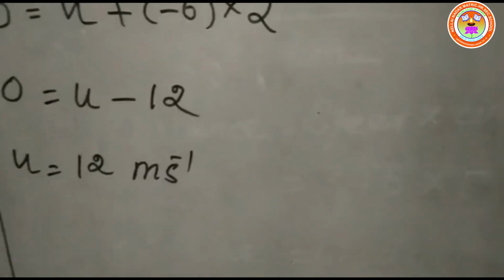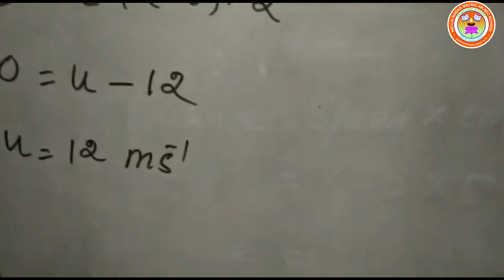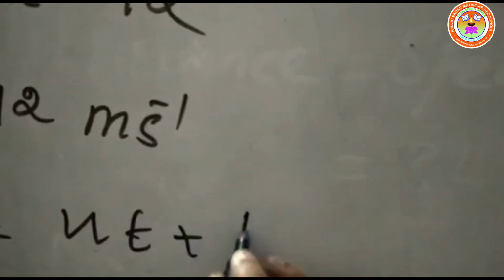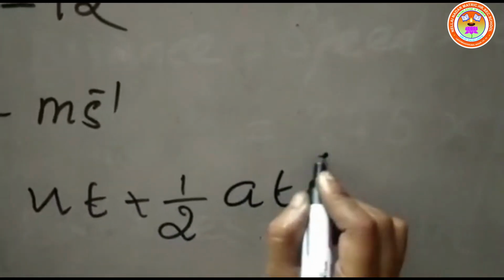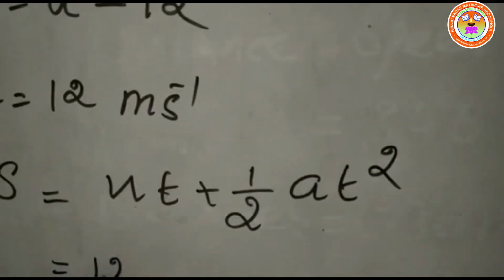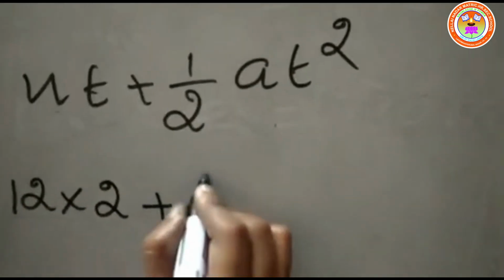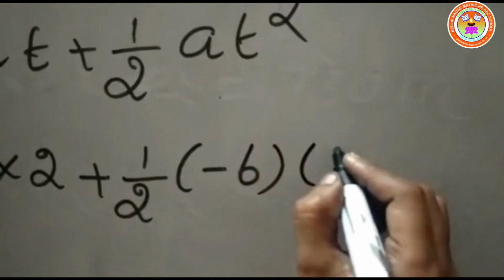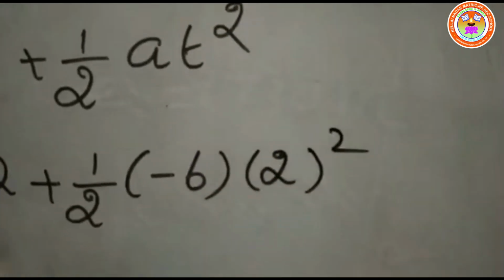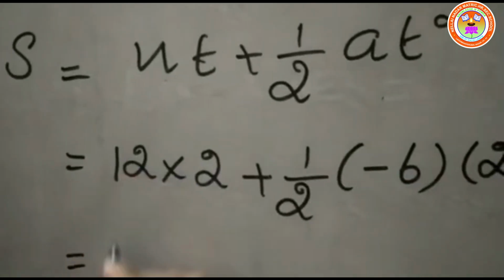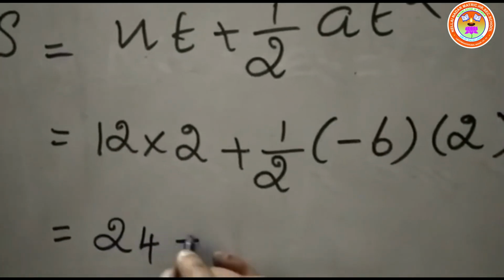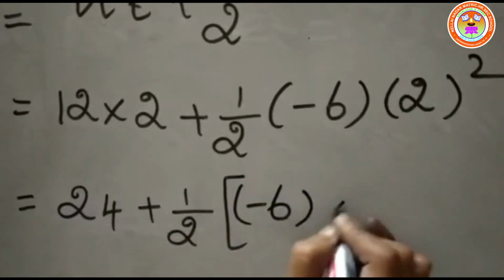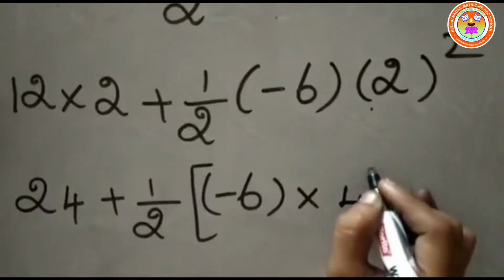So next what we have to find out? Total distance. So the second equation is S equal to ut plus half at square. Substitute the values as 12 into time 2, plus half into A value is minus 6, into T value is 2 seconds, 2 square. So what will come? 2 12s are 24, plus half into minus 6 into 2 2s are 4.